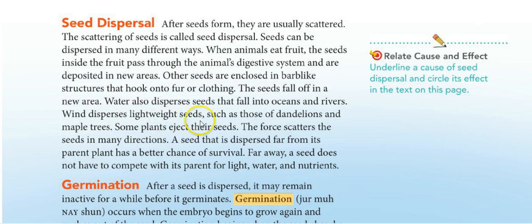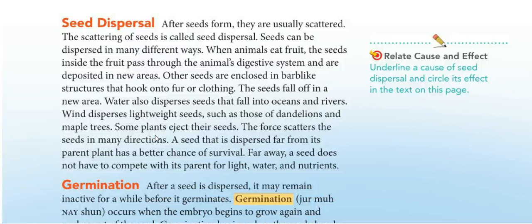Wind can spread the seeds around. Dandelions, when they turn white and you blow on them and it sprays all that fuzz everywhere through the air, those are little seeds inside that white fuzz. And so that's another way that nature spreads the seeds around. Some plants eject their seeds, actually spreading them out in many directions.